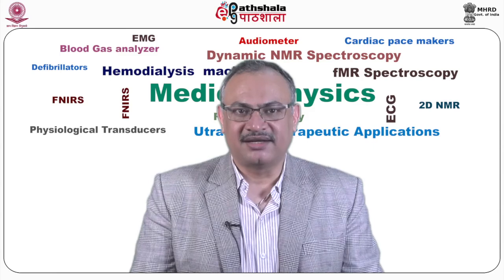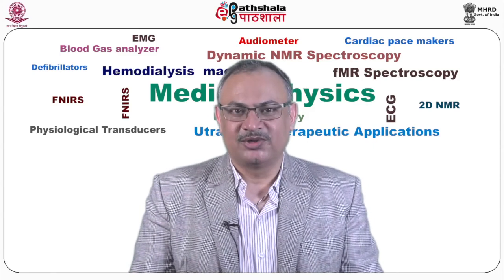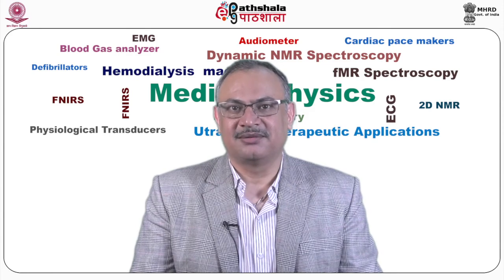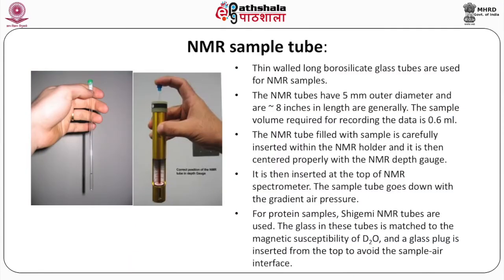Let us come now to the practical aspects of doing NMR. For doing NMR, first of all we have to have an NMR sample, and this sample is put in an NMR sample tube. The NMR sample tubes are very typical. They are thin walled, long borosilicate glass tubes. The NMR tubes have 5 mm outer diameter and are almost 8 inches in length. The sample volume required for recording the data is roughly around 0.6 ml. And the concentration, as I mentioned earlier, is from 0.2 to 2 millimolar.